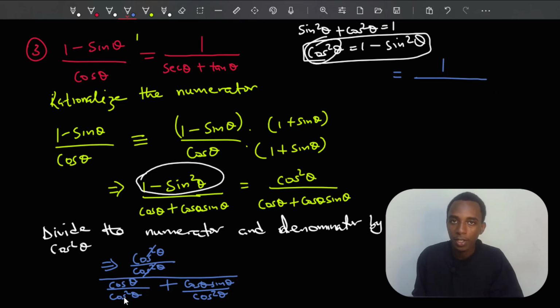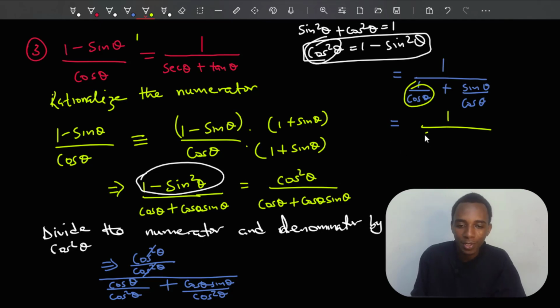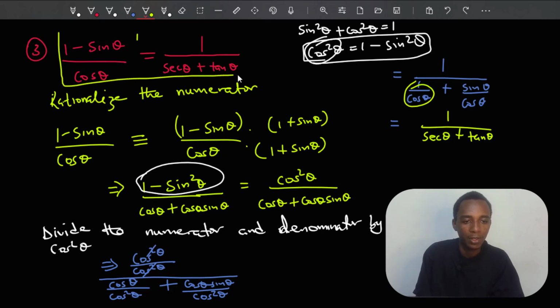1 divided by, let's see what we have down here. Cos divided by cos squared, that's 1 divided by cos theta. Plus, also here, one cos cancels, since cos squared is cos times cos, so I'll just remain with sine theta over cos theta. Now we're almost there. By definition, 1 over cos theta is sec of theta, and sine theta over cos theta is tan of theta. And there we have it. So that is proved.